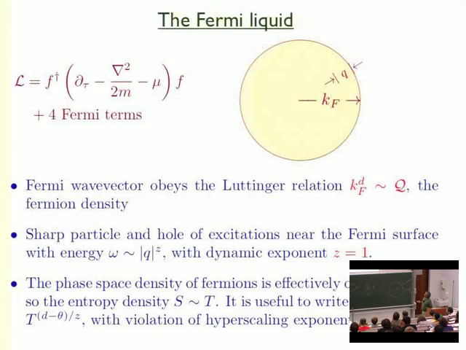Now, if you deal with conformal field theories and do the same argument, say in 3 dimensions, the simplest conformal field theory is free photons. For them, the entropy density goes as T cubed. That's the Stefan-Boltzmann law. And in general, in D dimensions, it goes as T to the D.